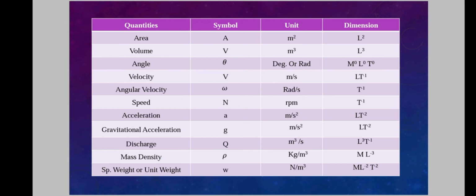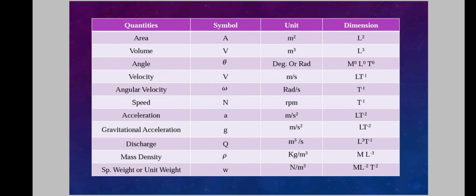This is the name of the quantity and the symbol, unit and dimension table. At first, for area, the symbol is A and the unit is meter squared and the dimension is L squared. Similarly, for volume, the symbol is V, the unit is meter cube and the dimension is L cube.